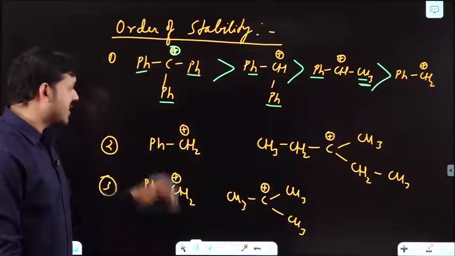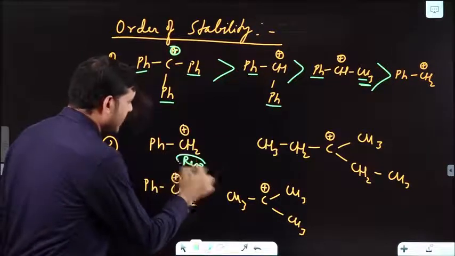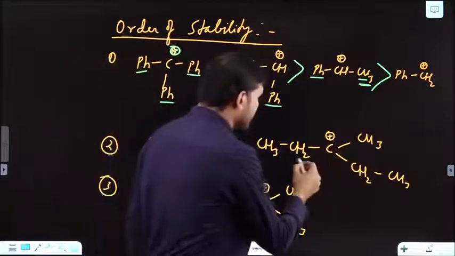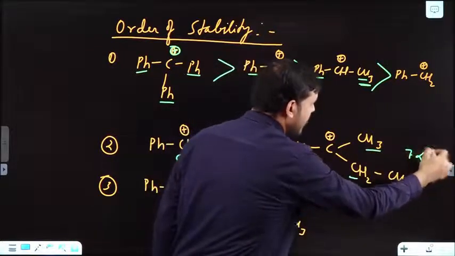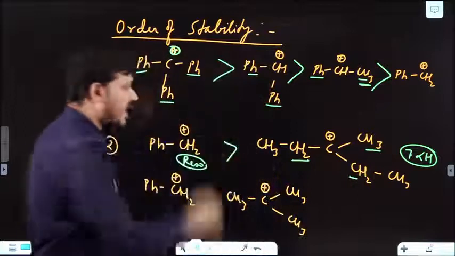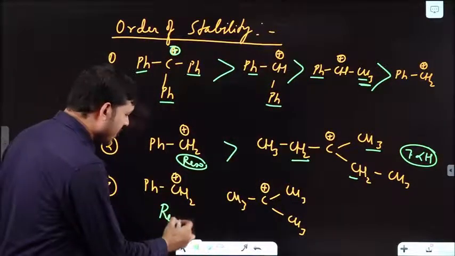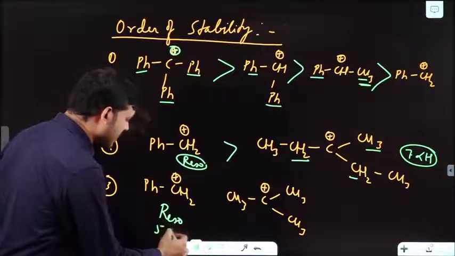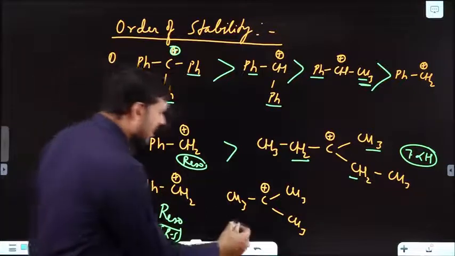Okay. Now in the second case, it is having resonance. It is not having resonance, it is having 2 plus 3 plus 2, 7 alpha H. So definitely resonance is higher than hyperconjugation. Now check this one, same resonance. In this one it is having 9 alpha H.